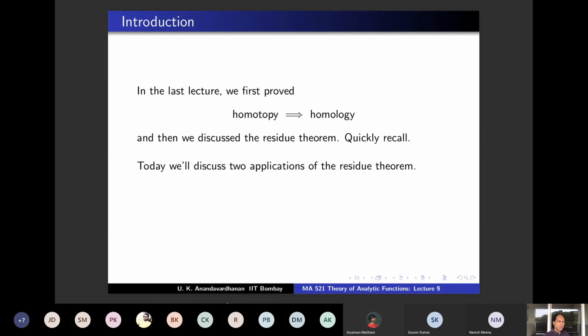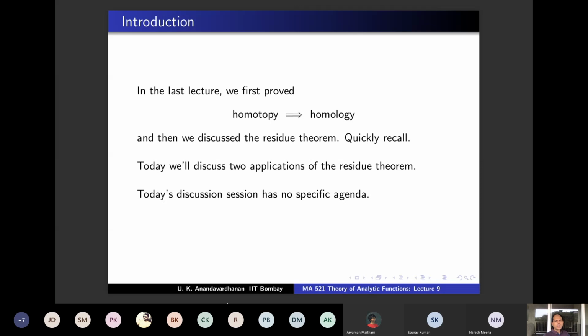So we have quickly recalled both the things, and today we will discuss two applications of the residue theorem. One is what is called the argument principle, and the other is Rouché's theorem. And the discussion session will be at the end. I think this is a better format, so that we will cover what we want to cover, and then we will have free time for discussions.